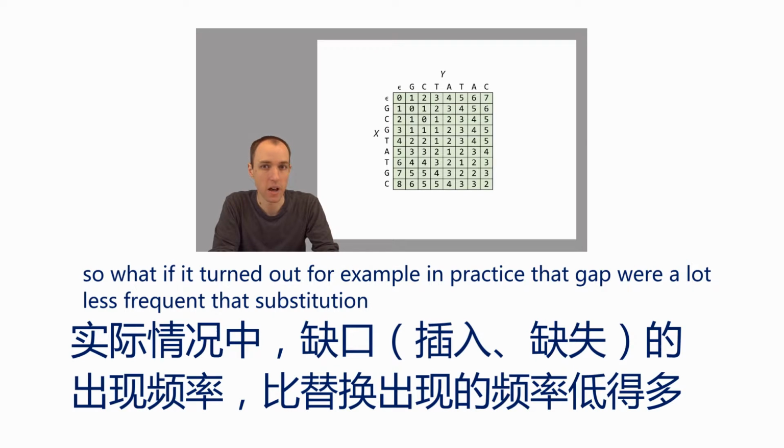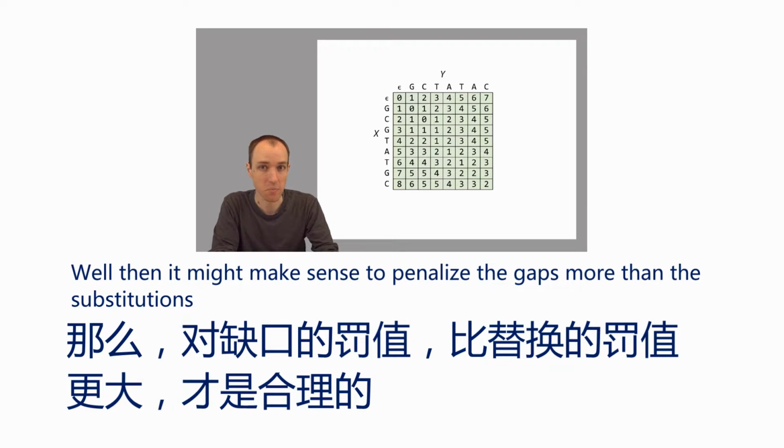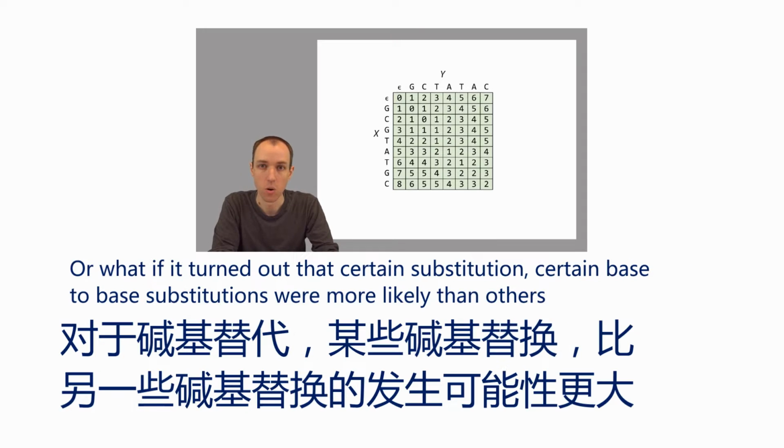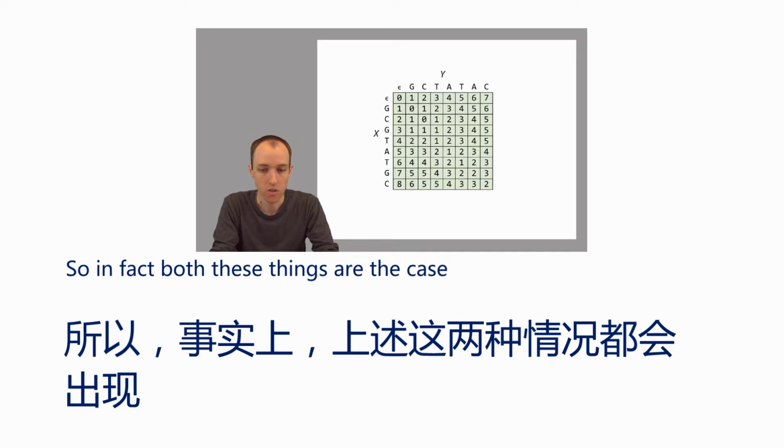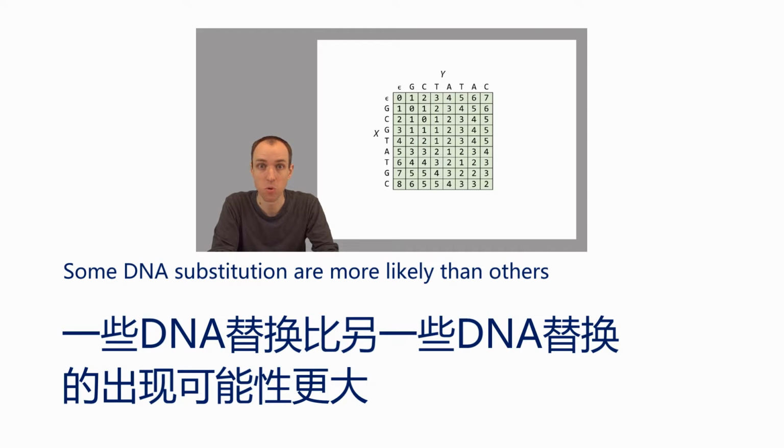So what if it turned out, for example, in practice that gaps were a lot less frequent than substitutions? Well, then it might make sense to penalize the gaps more than the substitutions. Or what if it turned out that certain base-to-base substitutions were more likely than others? That we might want to penalize them less than those others. So in fact, both of these things are the case. Some DNA substitutions are more likely than others.